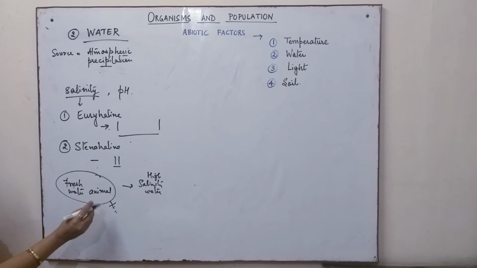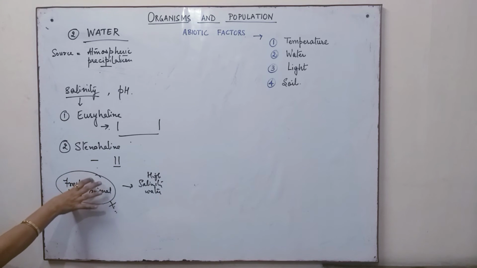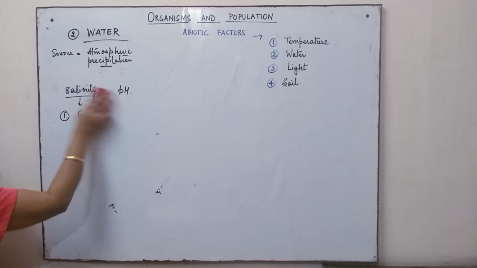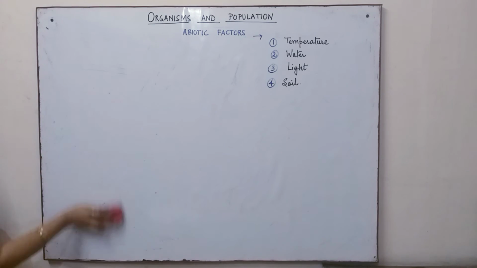The reason being the osmotic concentration. The body of the freshwater animal is not suited to meet the requirement of the high salinity water, because there will be an osmotic problem, and as a result the freshwater animal will not be able to survive. Water is therefore again an important feature which decides the distribution of the organism.